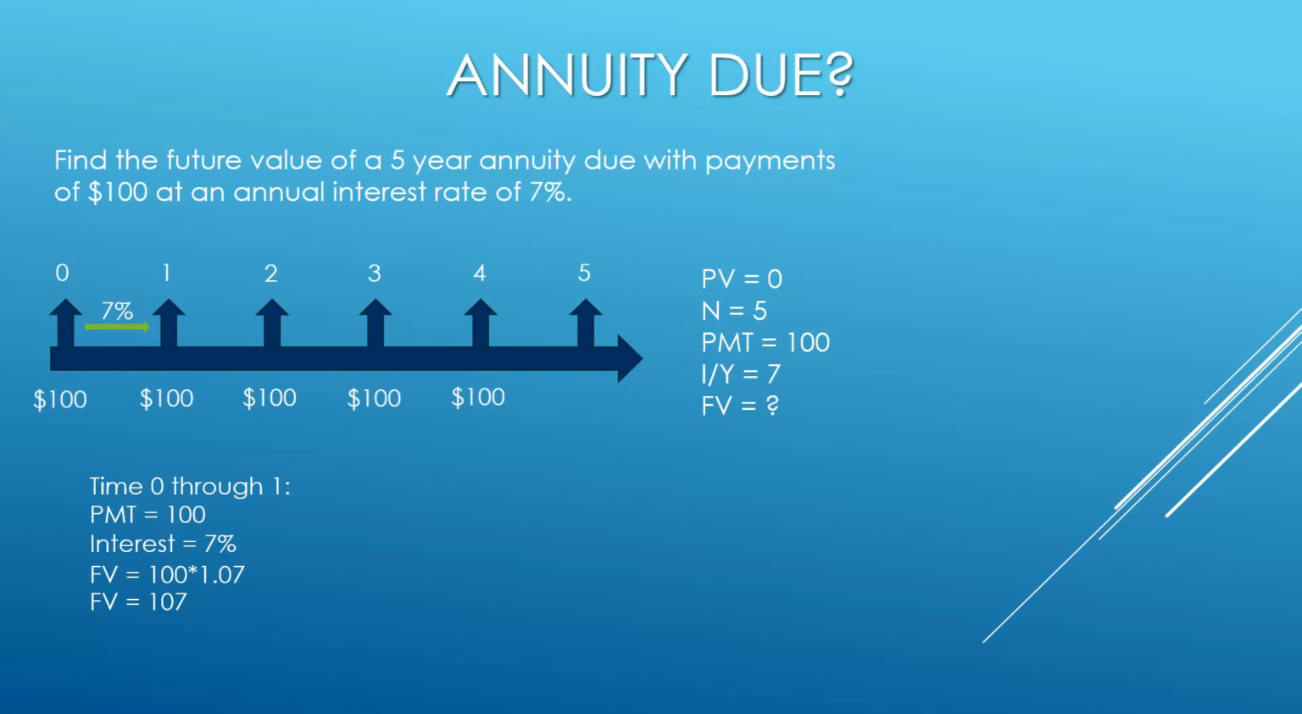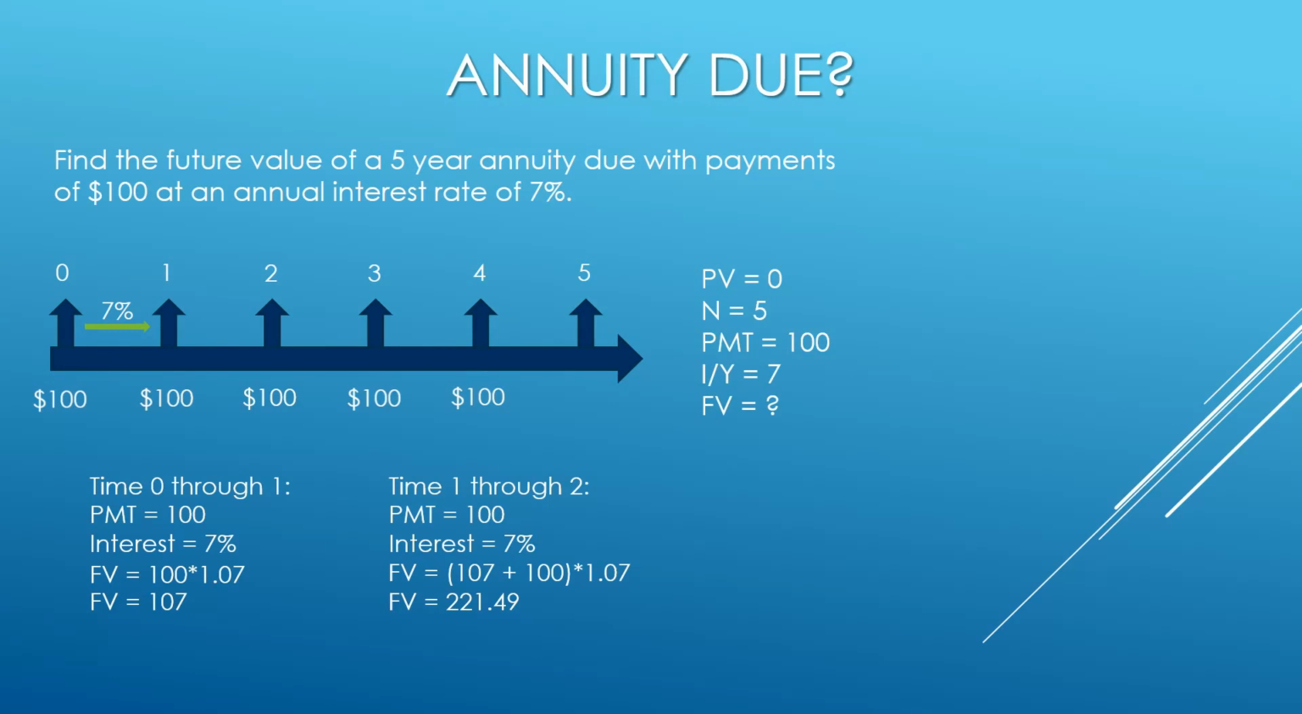Let's quickly figure out years 1 through 2. So we have our payment of $100 first, then 7% interest. The future value then, at t equals 2, will be your present value of $107 plus the payment of $100 first, then multiplied by the 7% earned. At t equals 2, the value of the annuity due is $221.49 instead of $207 from last time.